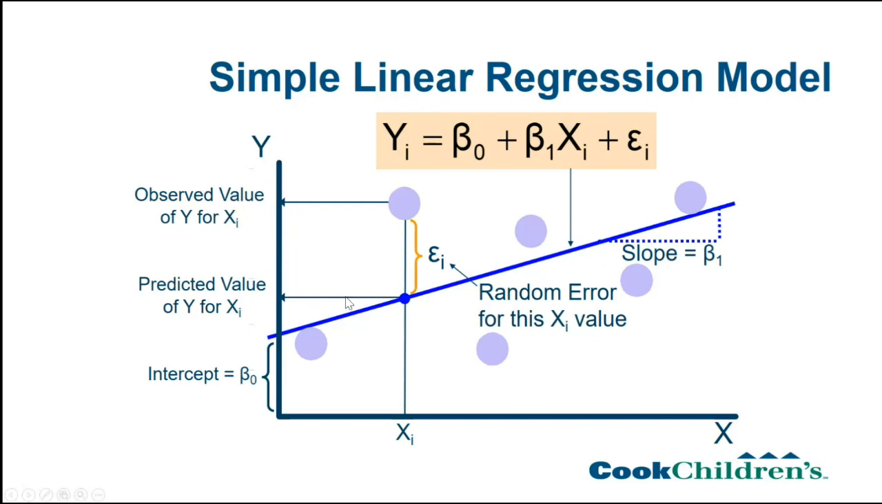You can see here epsilon is the random error for this particular value of x. But the actual line itself is modeled by y equals beta 0 plus beta 1 x. The slope is beta 1, the intercept is beta 0, and then you have your predicted versus your observed values.